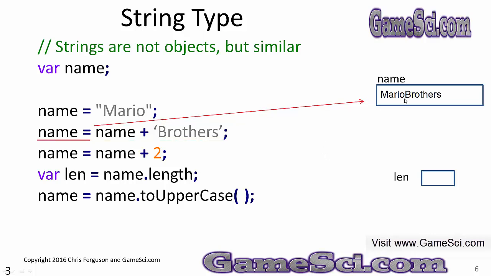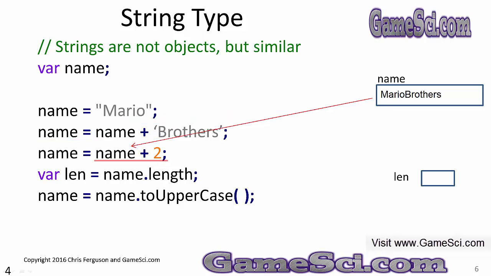And what you'll see, Mario Brothers comes out. That's what the plus sign does when it's between strings. Plus sign between numbers does numeric addition. Plus sign between strings does string concatenation. It puts two strings together and makes a bigger string.